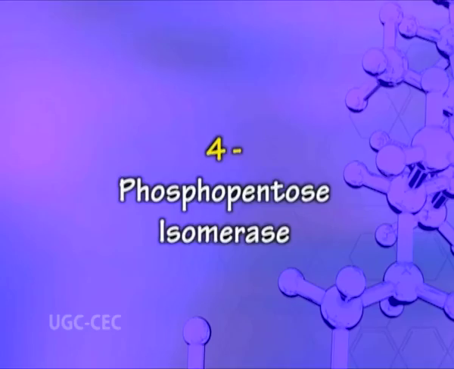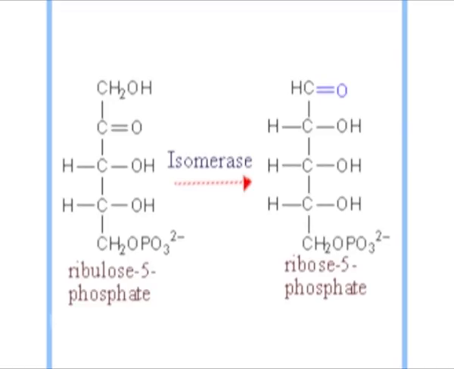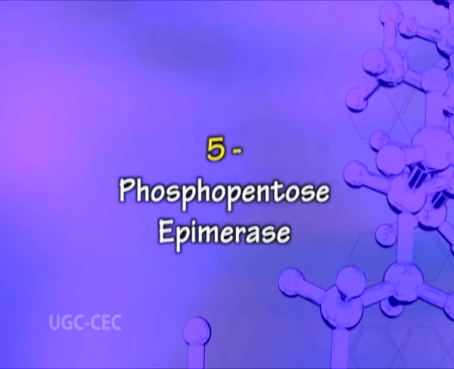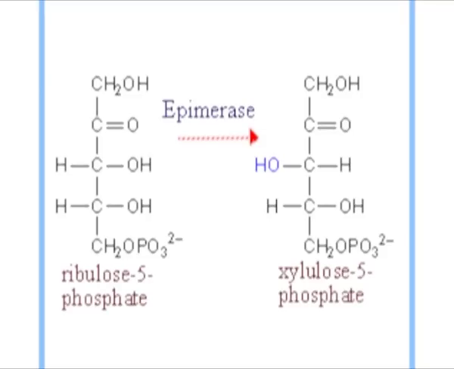This difference has little to do with redox activity but is recognized by substrate binding sites of enzymes. It is a mechanism for separation of catabolic and synthetic pathways. Number 4. Phosphopentose isomerase converts the ketose ribulose 5-phosphate to the aldose ribose 5-phosphate. Number 5. Phosphopentose epimerase interconverts the stereoisomers ribulose 5-phosphate and xylulose 5-phosphate.